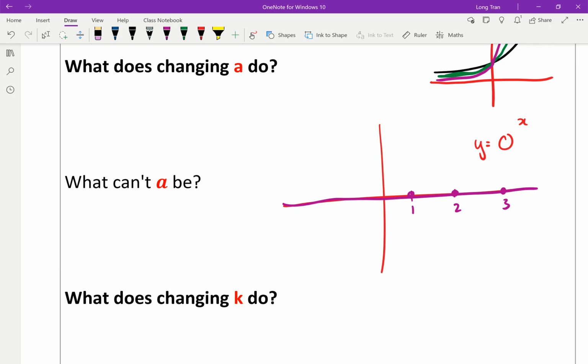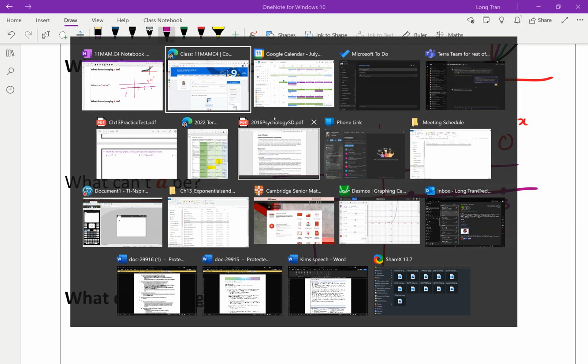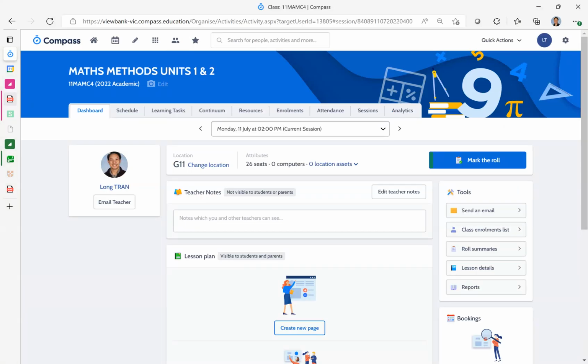What else can't A be? 1. Why can't it be 1? Very good. So what kind of graph would you expect if it was 1? Yeah, horizontal line at 1. So if you tried 1 to the power of x in your graph, you should expect a nice horizontal line. And that's what I'm going to show you over here, Desmos' graph. Is it that one? No, this one over here.